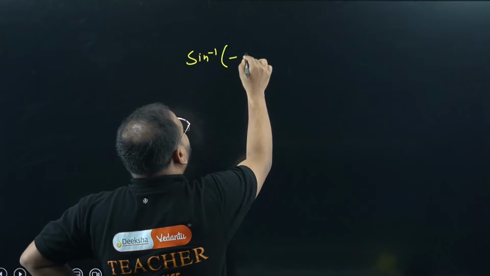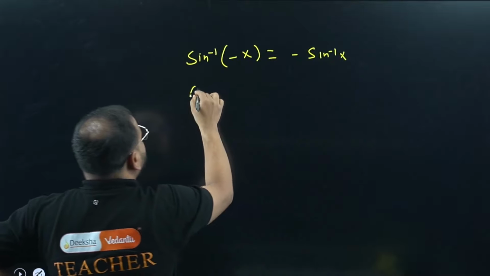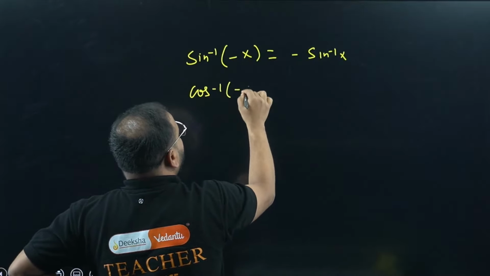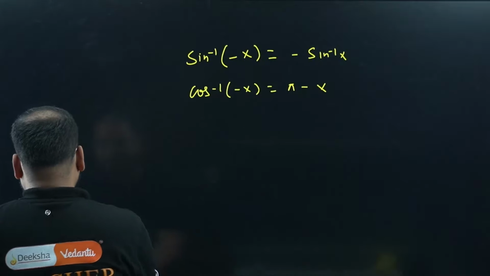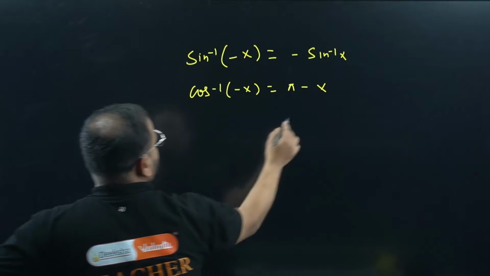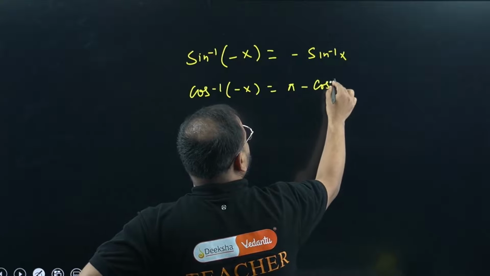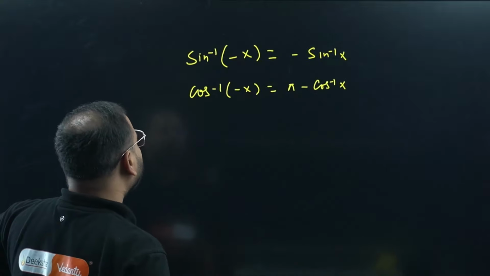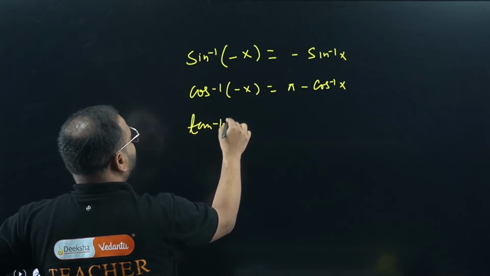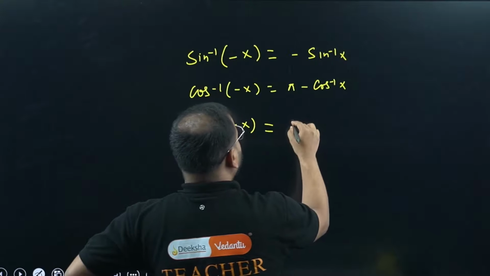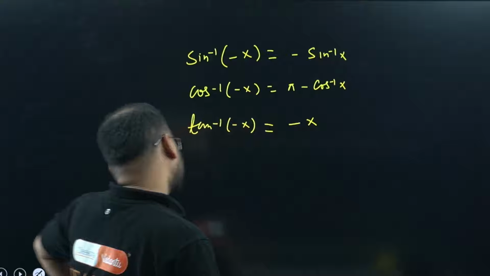Sine inverse of minus x is minus sine inverse of x. Cos inverse of minus x is pi minus cos inverse of x. Now what is next? Tan inverse of minus x is minus tan inverse of x. These three are very important to know, meaning we must know these values. Now these are the formulas. Is that all? No, sir, we must write.